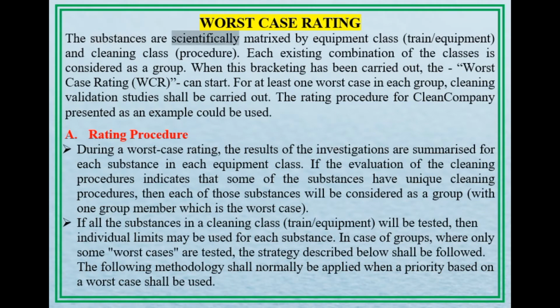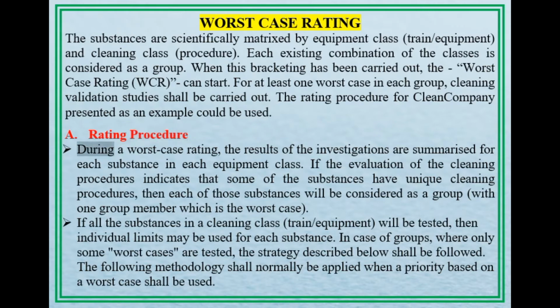The substances are scientifically matrixed by equipment class, train/equipment, and cleaning class, procedure. Each existing combination of the classes is considered as a group. When this bracketing has been carried out, the worst case rating, WCR, can start. For at least one worst case in each group, cleaning validation studies shall be carried out. The rating procedure for clean company presented as an example could be used.